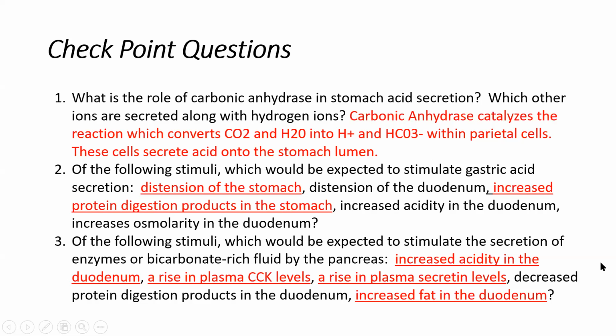Question 2, of the following stimuli, which would be expected to stimulate gastric acid secretion? Distension of the stomach for sure. Distension of the duodenum, no, right? We're talking about acid, we're talking about what's happening in the stomach. Distension of the duodenum will actually block the acid secretion, block the acid motility via the hormones there, which are CCK and secretin, okay? Increased protein digestion products in the stomach, yes, that's going to be a stimulus for acid secretion.